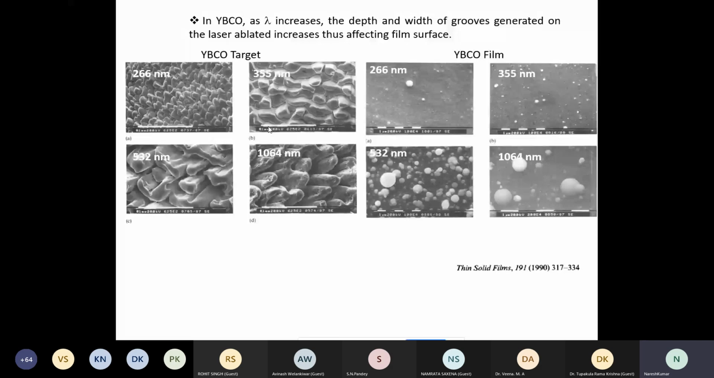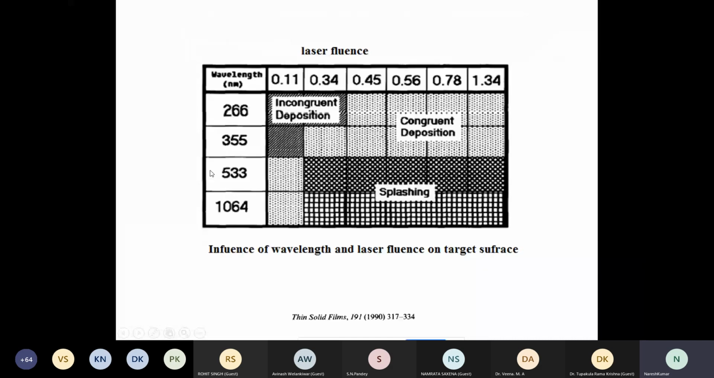Similarly, laser fluence, one has to optimize laser fluence based on your congruent and threshold evaporation, threshold fluence. So let's say here we have shown, if you are working with 532 nanometer and want to go for congruent deposition, then this is the energy fluence. If you are going for 266, this is basically the energy fluence. So maybe 0.45, 0.56, 0.78, 1.34, this is a kind of optimum range. If somebody is working in 266, 355, then this is the region where you can optimize your laser fluence from 0.5 to, let's say, 1.34. But if you're working with 1064 nanometer, then laser fluence has to be much lower, right? So that's how you can do it.